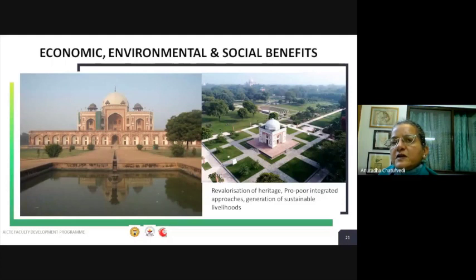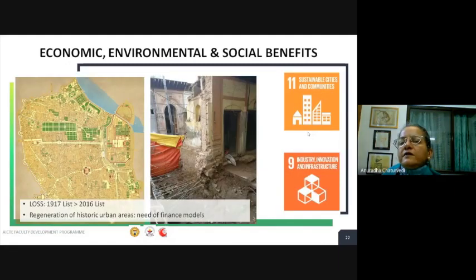So this was one of the earlier initiatives which resulted in very direct economic, environmental, and social benefits, which are linked with Sustainable Development Goal target 11.4. There are economic, environmental, and social benefits which can be achieved through integration of the heritage resources. This is linked with Sustainable Development Goal 11 as well as Sustainable Development Goal 9 related to industry, innovation, and infrastructure.